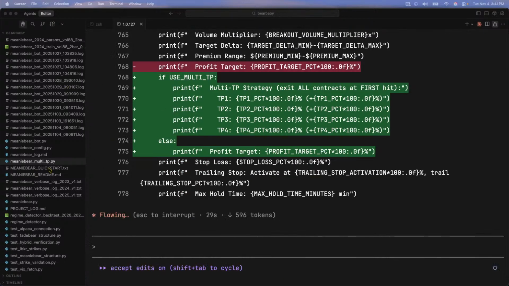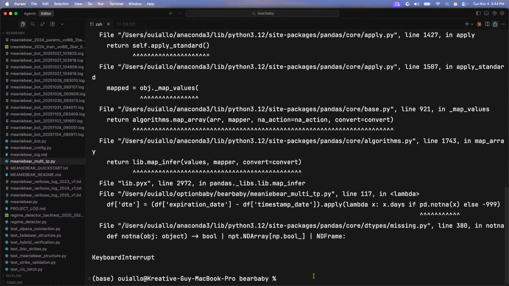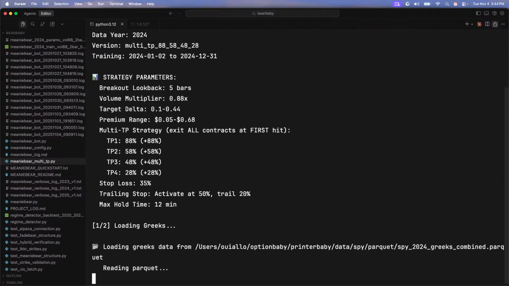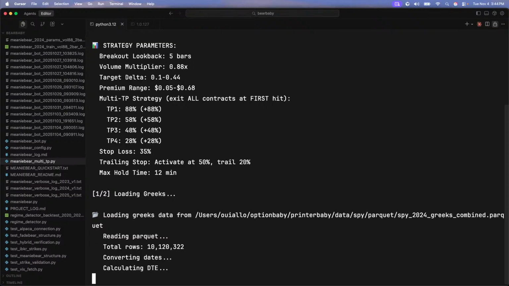All right, there you go. Okay, perfect. All right, let's run our back test and let's see the results. I'm running the back test. We're running it on 2024.